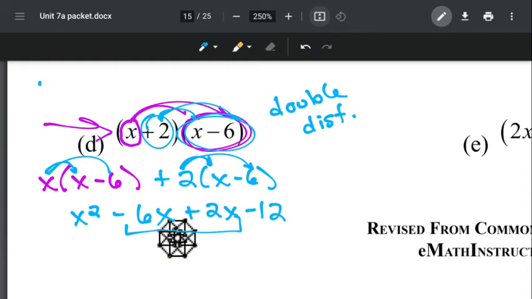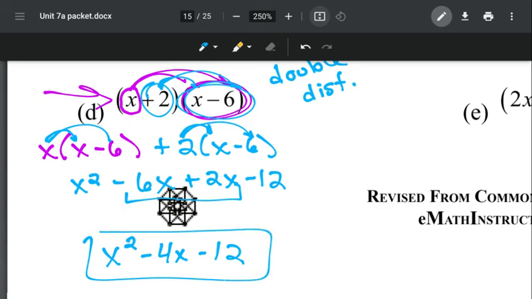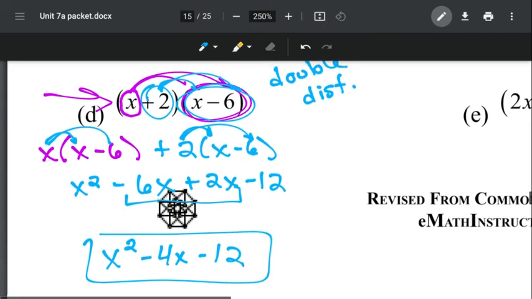Remember, like terms have the same letter and the same exponent. So we have x squared minus 4x minus 12. When you add, you don't change the exponent.